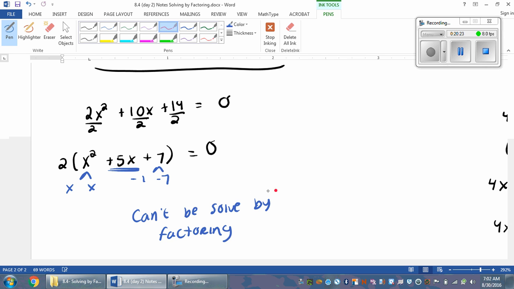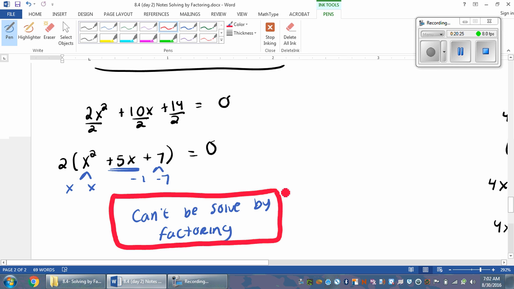We're going to learn how to solve this type of equation that can't be factored in 2 videos from now. It's called the quadratic formula. So go ahead and finish the rest of the problems on the notes and complete your homework.